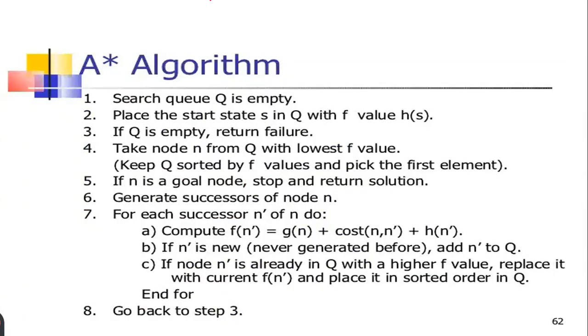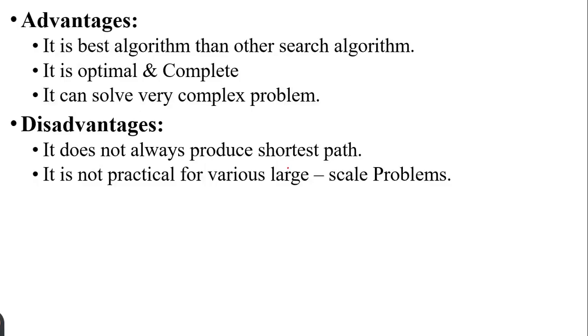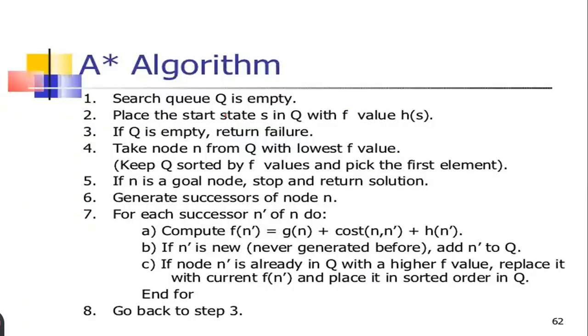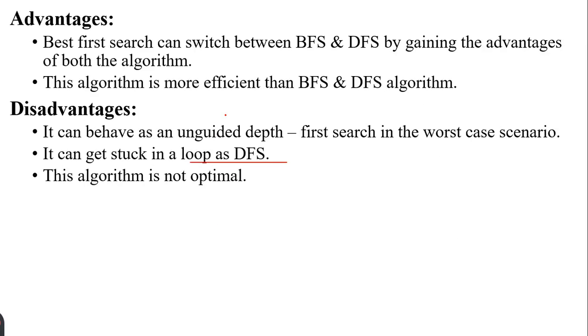Okay, this is the algorithm for this problem, and we can see the advantages. It is the best algorithm compared to other search algorithms. It is optimal and complete. It can solve very complex problems. Disadvantages: it does not always produce the shortest path, and it is not practical for various large scale problems. So these are the different types of informed search algorithms.